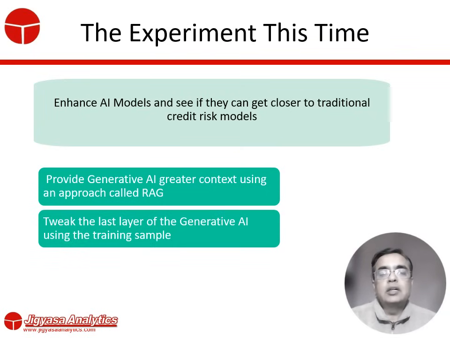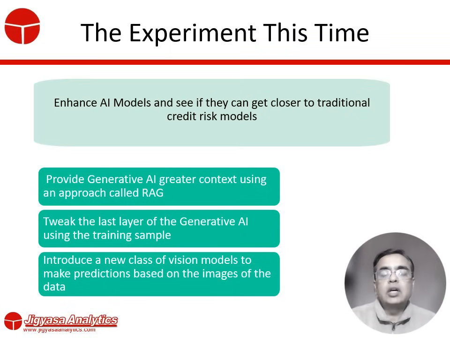The second thing we did was we tweaked the last layer of the generative AI model, and using that we compared the results obtained from the traditional logistic regression model. And finally, we introduced a new class of models. These are vision models which take images as inputs, and feeding these vision models pictures of the data we had obtained, we tried to see the quality of the predictions the model made and how it compared to the large language model predictions.